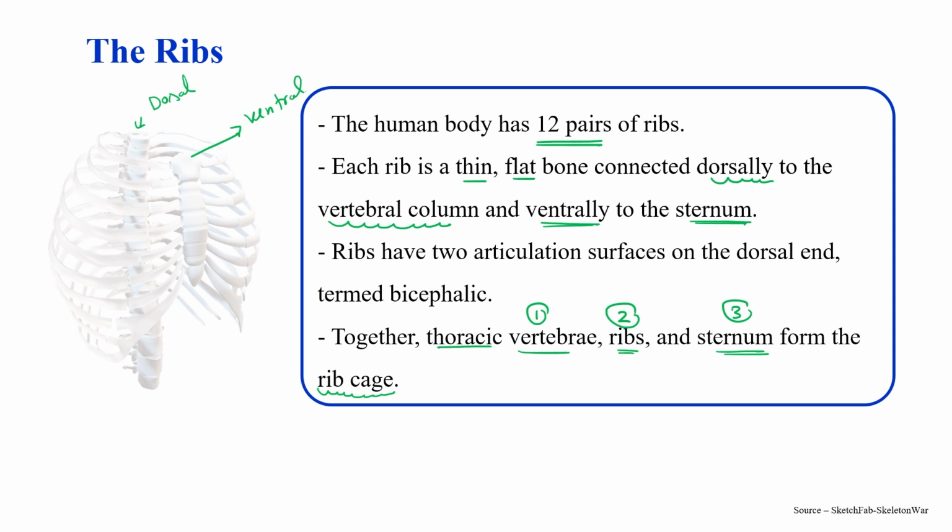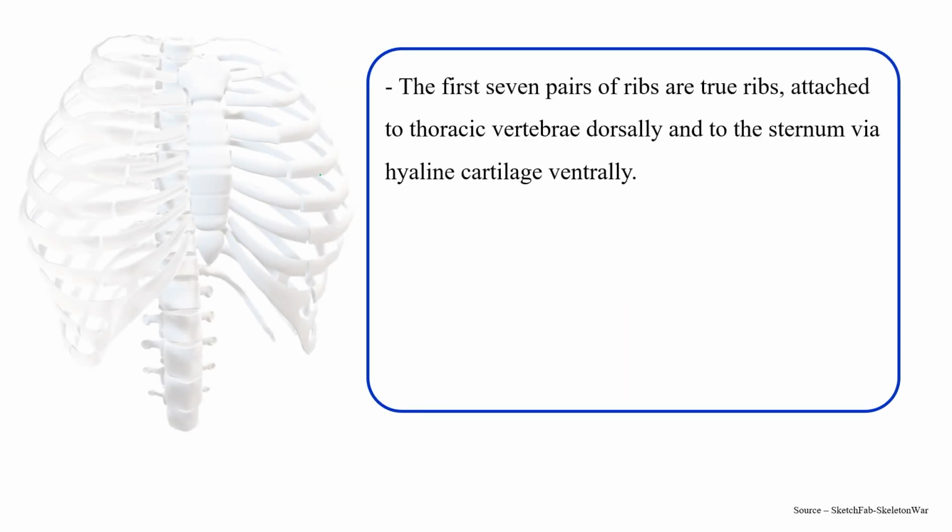3 parts. Clear? Now the first 7 pairs are known as true ribs. First 7 pairs. So 1, 2, 3, 4, 5, 6, 7. So the first 7 pairs, that is 14 ribs, are known as true ribs, which attach to the thoracic vertebrae. Obviously, the vertebral column is present on the dorsal side, so dorsally, and to the sternum on the ventral side via hyaline cartilage.